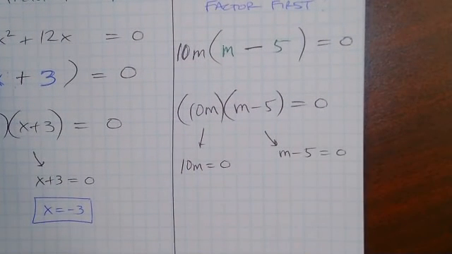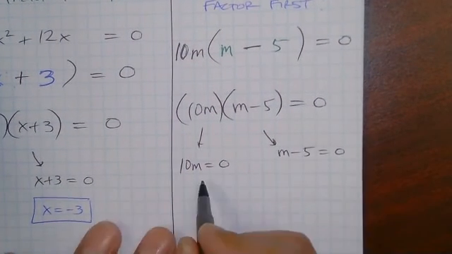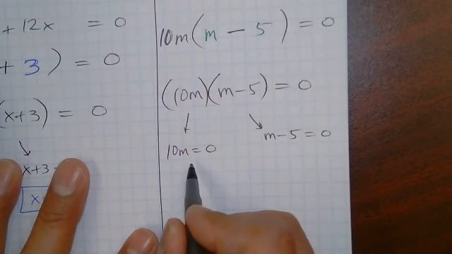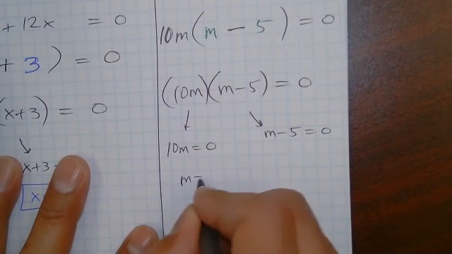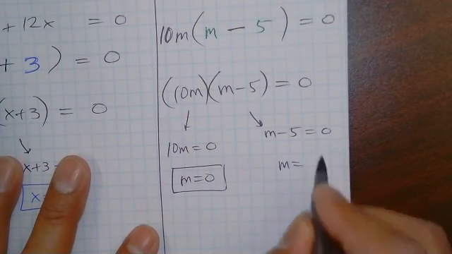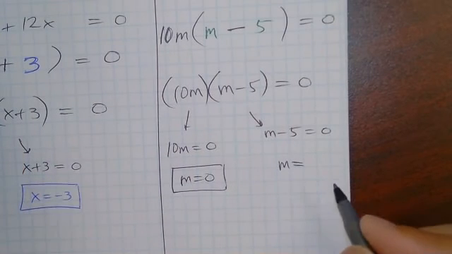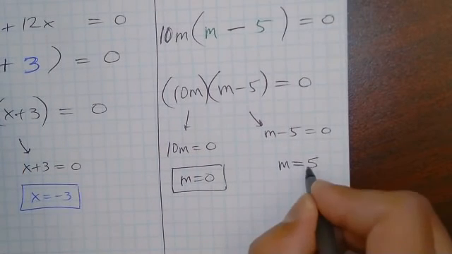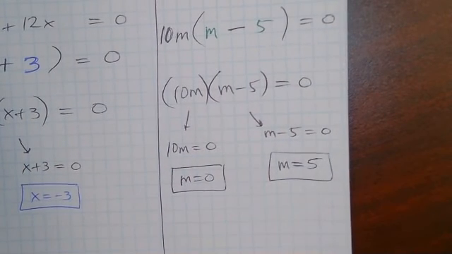Okay? Just put this one equal to 0, and then put this one equal to 0, and you get your answers. Okay, we got the answers? What do we get? 0 and? Negative 5? Positive 5, okay. Okay, those are the easy ones.